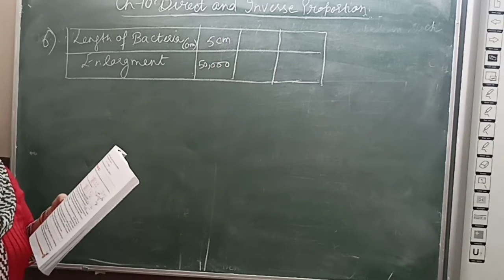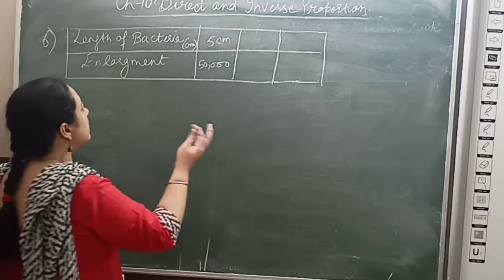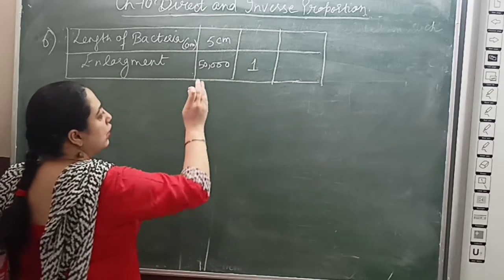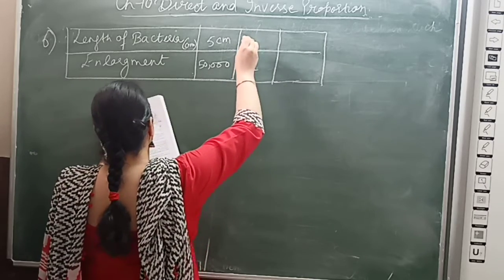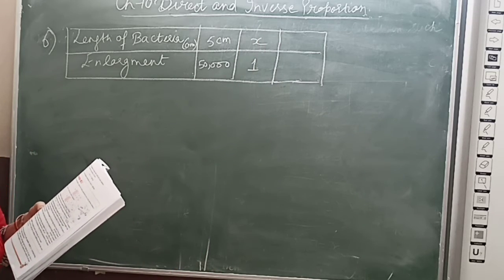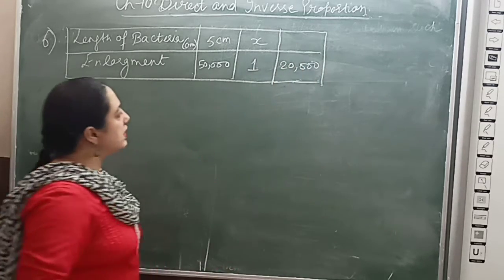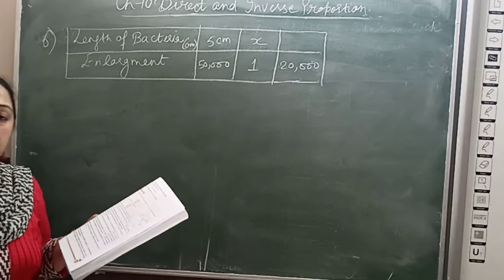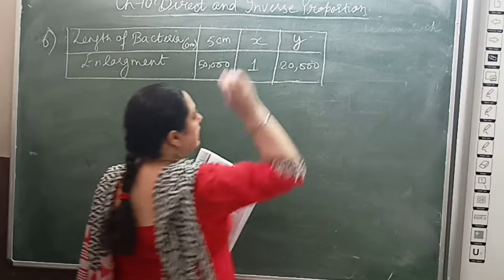Now, in the first part, we have to find the actual length of the bacteria. Actual length means no enlargement, and no enlargement means its value is 1. In that case, you have to find the actual length, and that I will take x. Now, in the second part, the photograph is enlarged 20,000 times. Now its value decreases from 50,000 to 20,000. So the length of the bacteria also decreases, right? So let us take, in that case, the length of bacteria be 1.